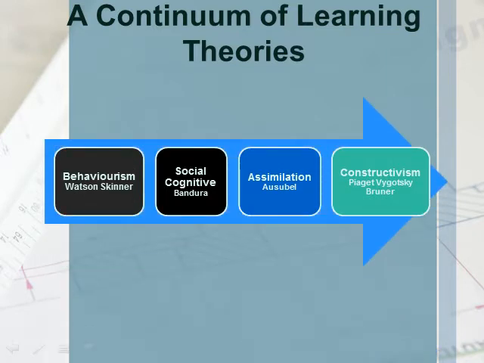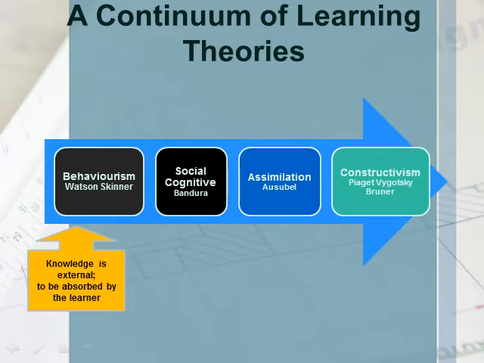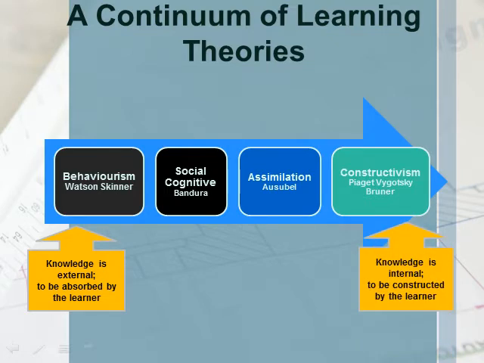This continuum is based on the location of knowledge relative to the learner. The behaviorists see knowledge on one end of the continuum as something that is external to the learner and must be absorbed by the learner through a process of stimulus and response. On the other end of the scale are constructivists, who believe knowledge is something internal to the learner and must be constructed in the learner's own mind, based on the experiences a learner has in the environment.